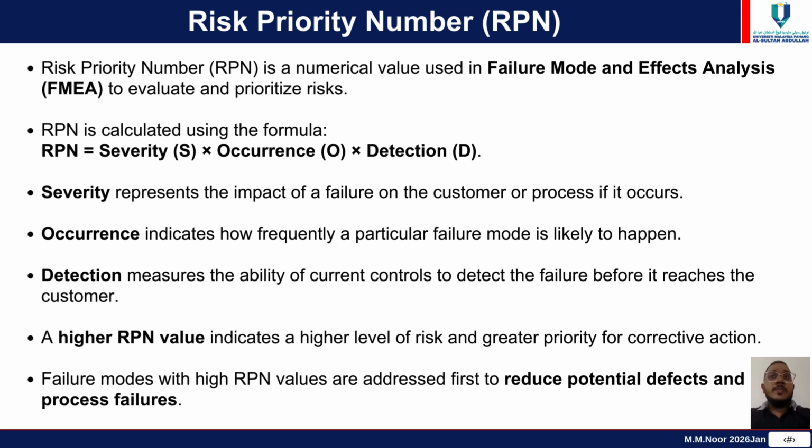Risk priority number. RPN is calculated by multiplying severity, occurrence, and detection. Higher RPN values indicate higher risk and priority for improvement. RPN helps teams focus on the most critical issues first.